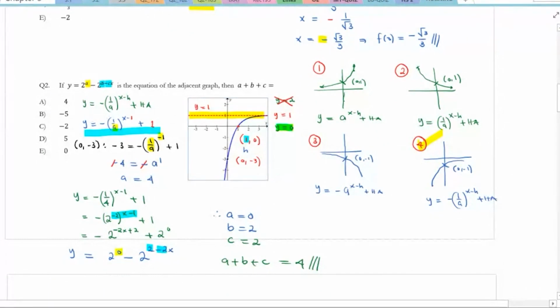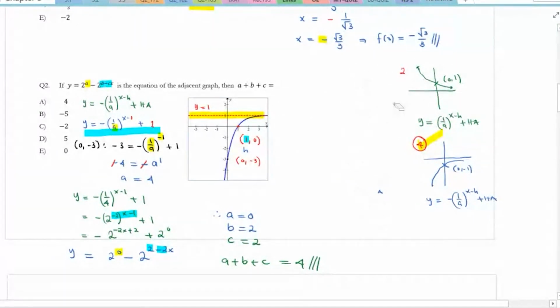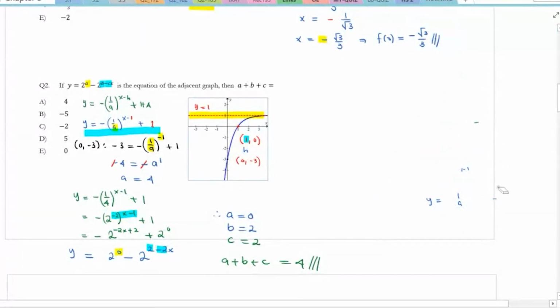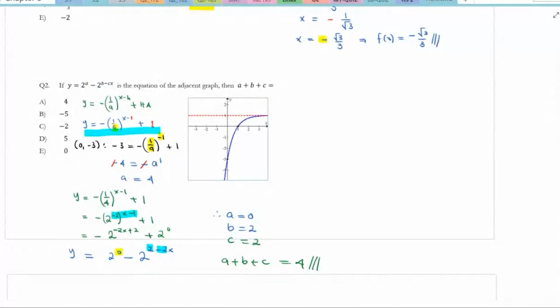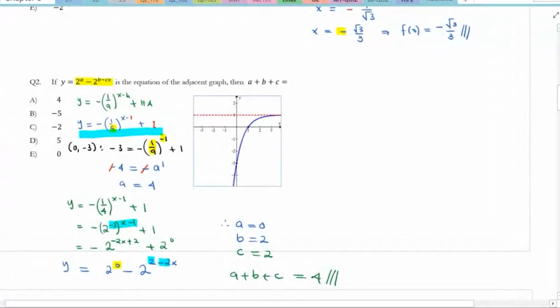We can also solve the same question by a shortcut method, by the concept of substitution. Now, let us try to substitute here. By substitution, how do we get the answer? We can use this because we are given the base. If we are not given the base, we cannot use the method of substitution. So by substitution, we have y equal to 2 to the power of a minus 2 to the power of b minus cx.